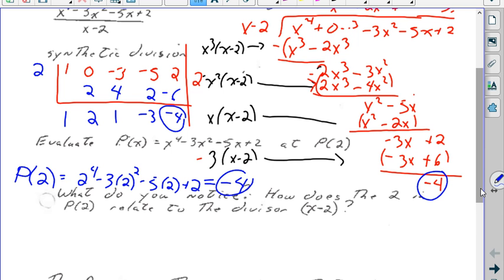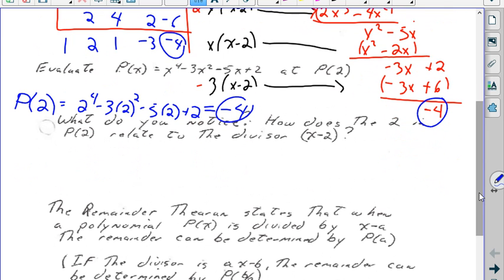And what you should notice is that negative 4 was the remainder that we got in both cases. So again, this 2 in the p at 2 is the 0 of the divisor. So basically, if we evaluate at the 0 of the divisor, we get the same remainder. We got the remainder of negative 4.